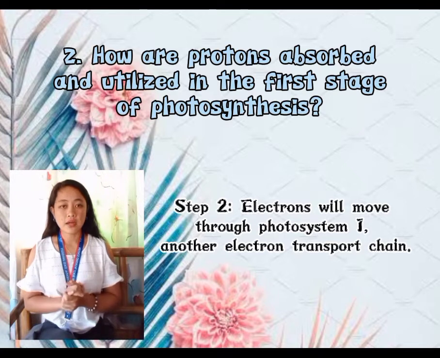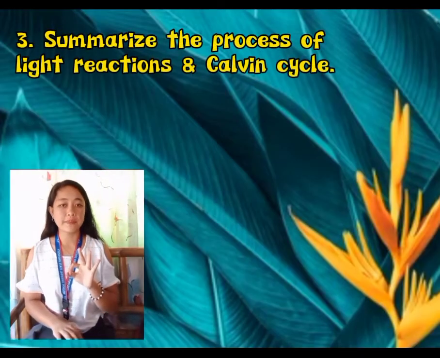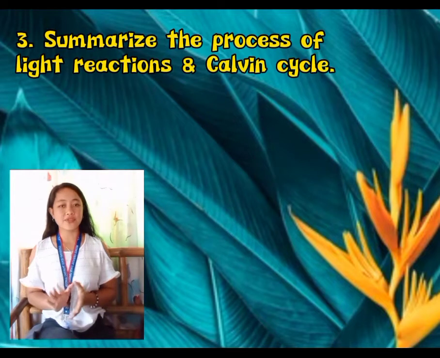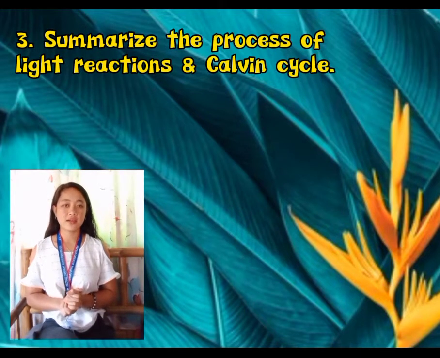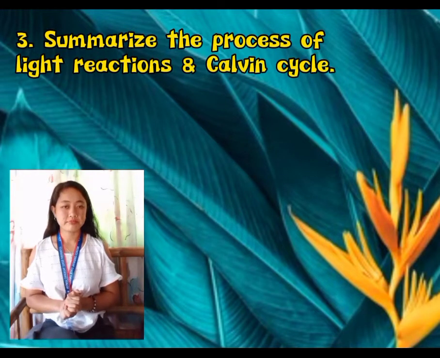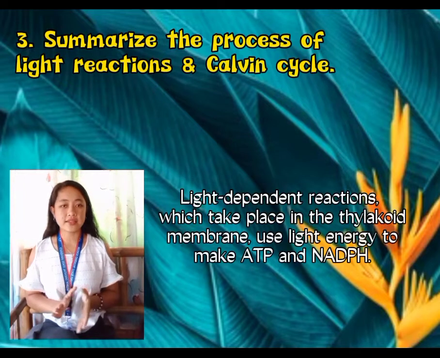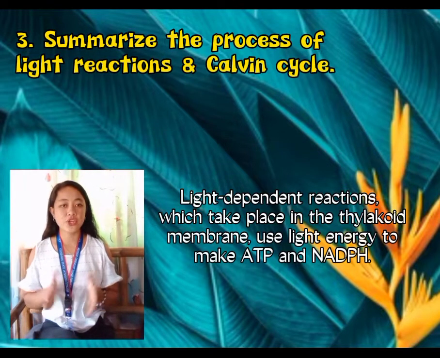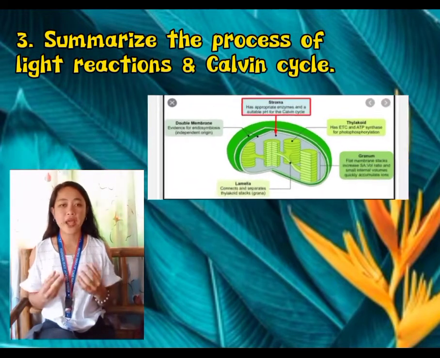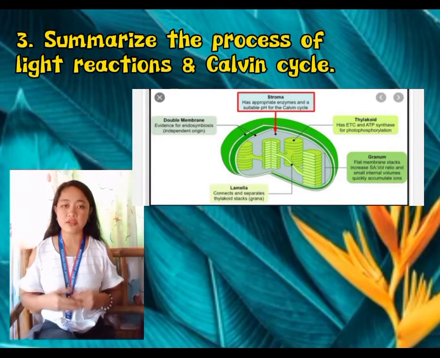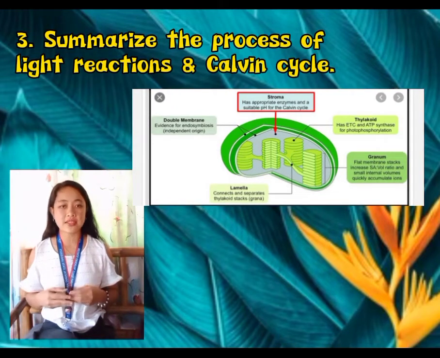So question number 3, summarize the process of light reactions and Calvin cycle. Now, the light-dependent reactions, which take place in the thylakoid membrane, use light energy to make ATP and NADPH. The Calvin cycle, which takes place in the stroma, uses energy derived from these compounds to make G3P from CO2.